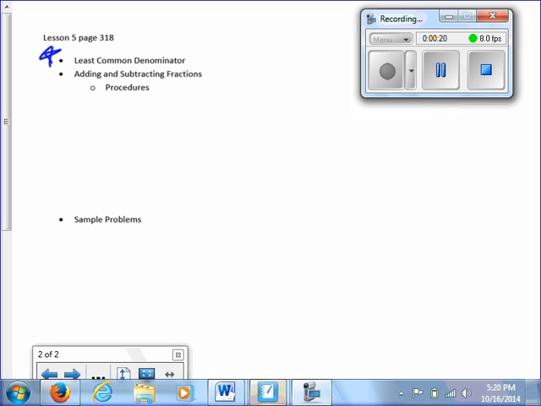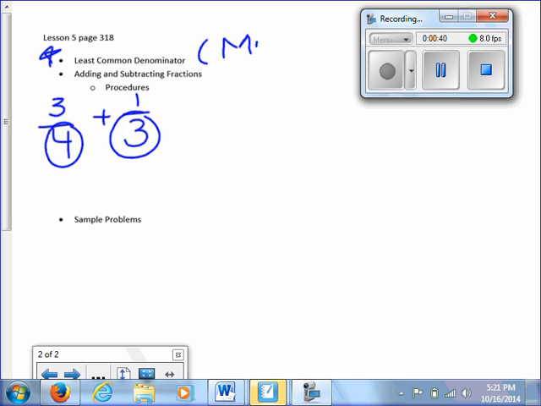If you want to follow along in your book on page 318, if I had the fraction 3/4 plus 1/3, I need to make sure my denominators, which are 4 and 3, and I'm going to find the least common denominator, which is actually a multiple. Remember, multiples, well, we haven't talked about multiples yet. Multiples are like skip counting.